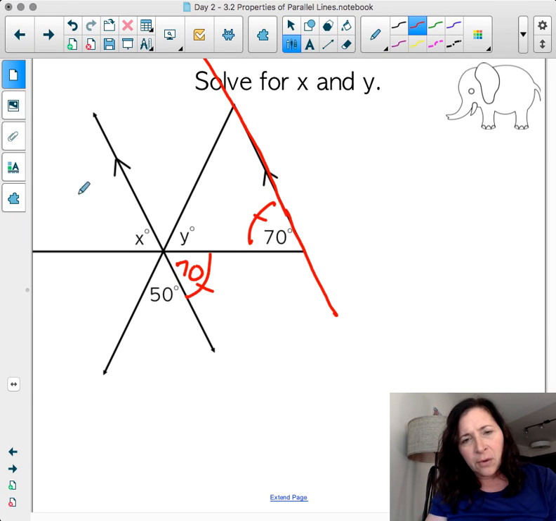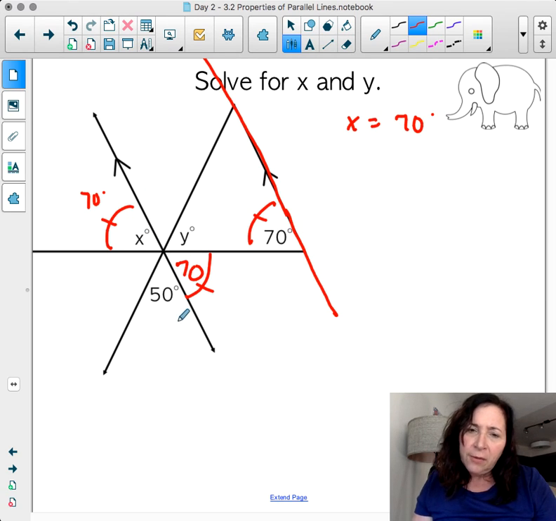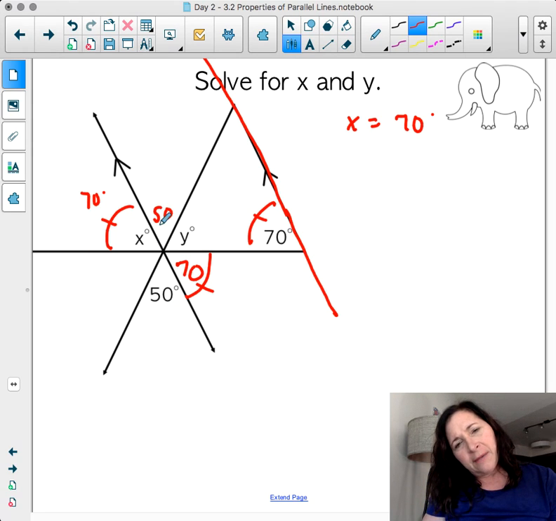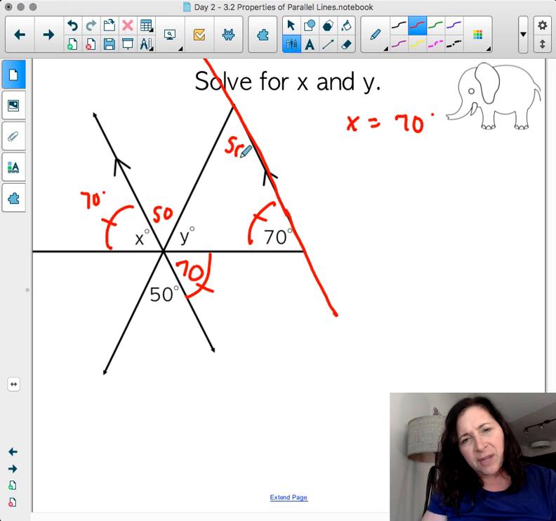I also know that angle 70 and angle x are congruent because they're vertical angles. So we know that angle x is equal to 70 degrees. We also know that that's 50 here. And if that's 50, another alternate interior angle would be 50 up here. Now, there's a couple ways I can solve this.